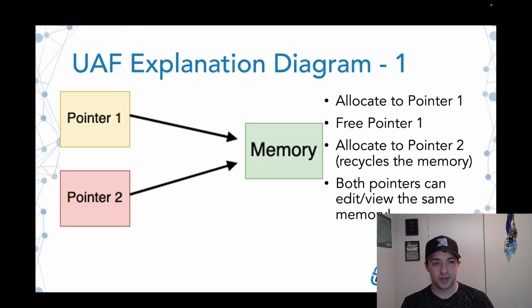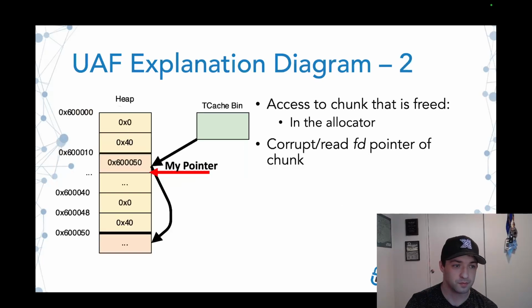But I have another visual diagram here. In order to do this, you want to allocate pointer 1. Then you want to free pointer 1. And now when pointer 2 is allocated again, it recycles the memory, so pointer 1 and pointer 2 look at the same location. This means you have a difference in ownership, and it causes major problems.